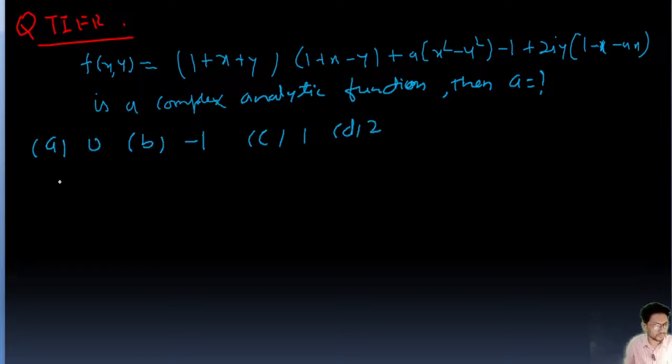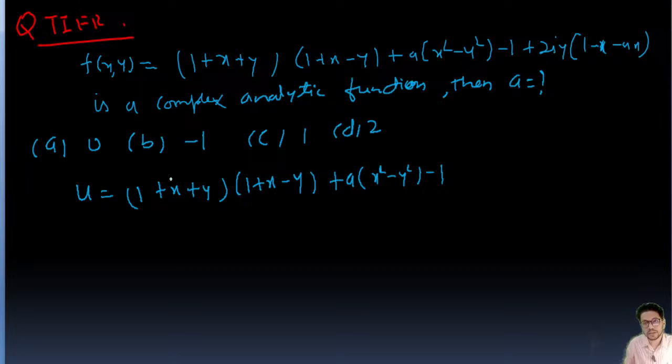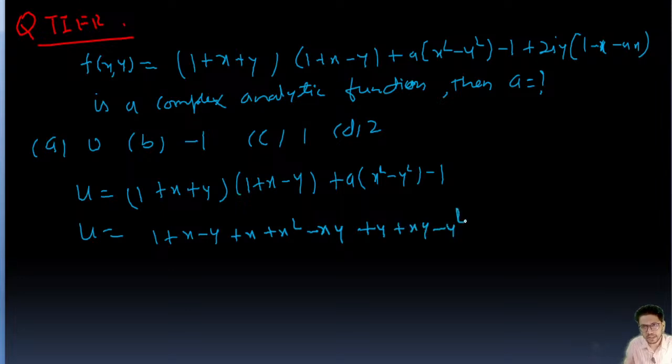Since u is given, u is 1 plus x plus y, into 1 plus x minus y, plus a x square minus y square minus 1. We'll simplify it. We multiply this first: 1 plus x minus y, then multiply by x, giving plus x square minus xy plus y, plus xy, minus y square plus a x square minus a y square minus a.